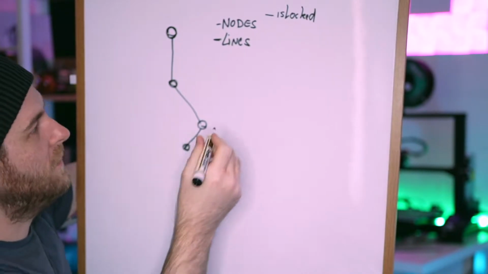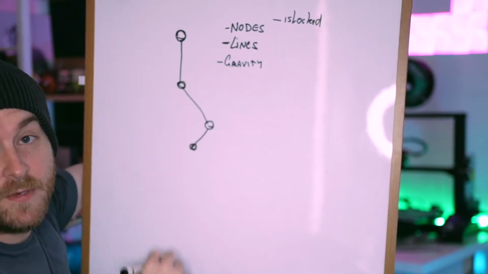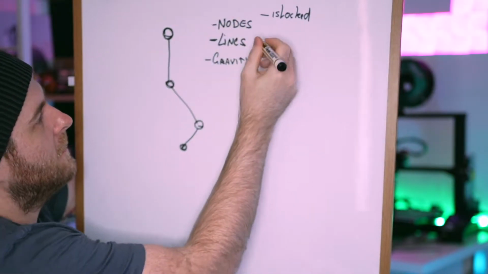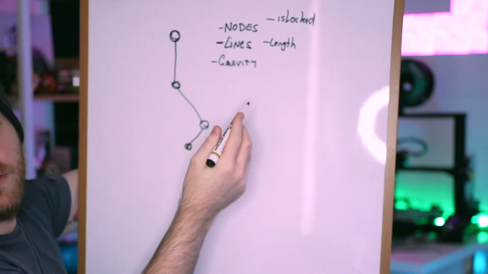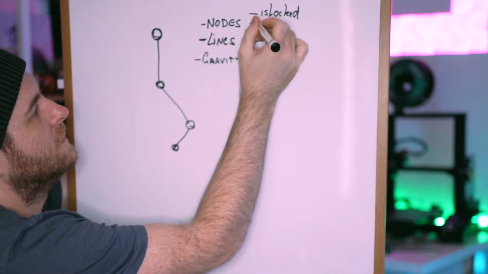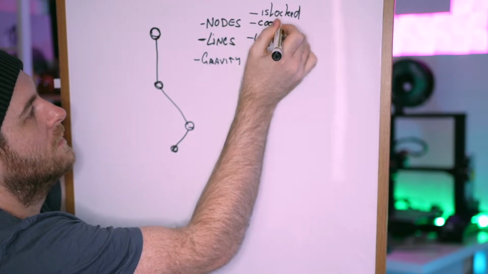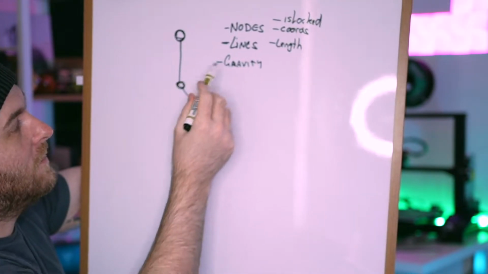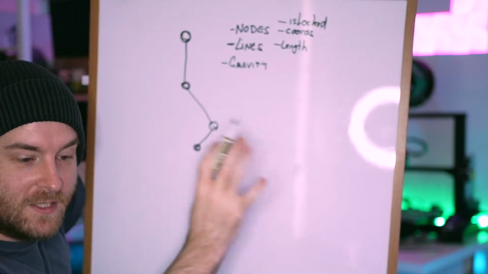What else do we need? We need gravity. Properties on lines would be maybe length, and properties on our nodes would be their position. So we'll put coordinates. We might also need to know the angle of these lines, but I think this is enough for us to get started on.